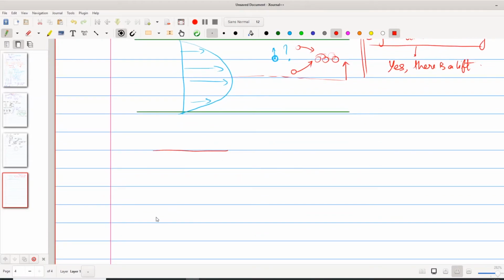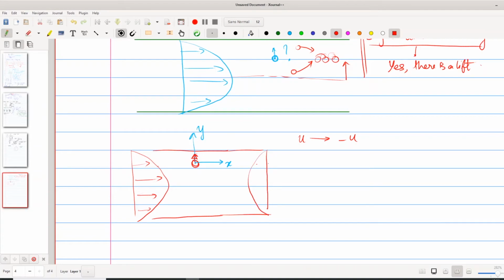So let us draw again. Suppose that there is a net lift like this. In this kind of Poiseuille flow, we assume that there is a net lift like this. We attach a coordinate system on the object. So this is x, y, and we assume that there is a lift in this particular direction. Now, if I reverse the flow, so I represent u by minus u, essentially I am solving a problem like this, where the coordinate system is still fixed, but the incoming flow is this instead of this. So this is the minus u incoming velocity.